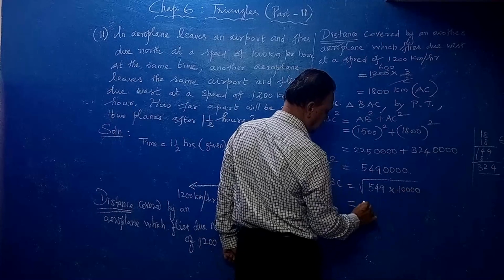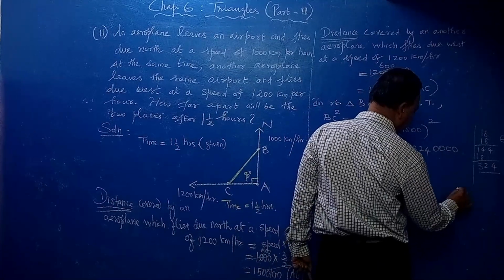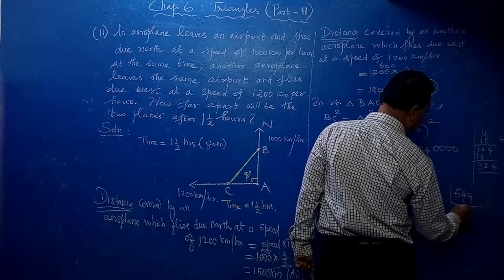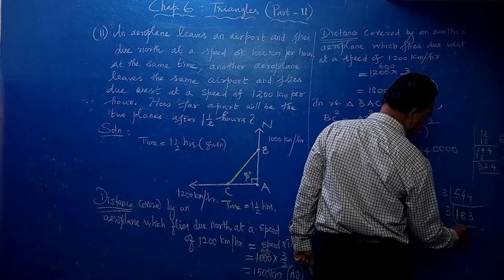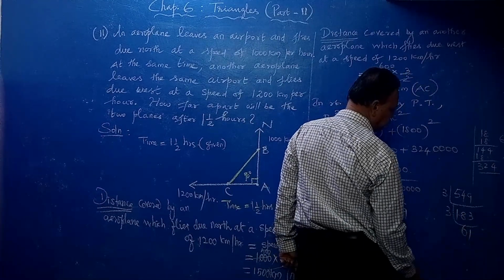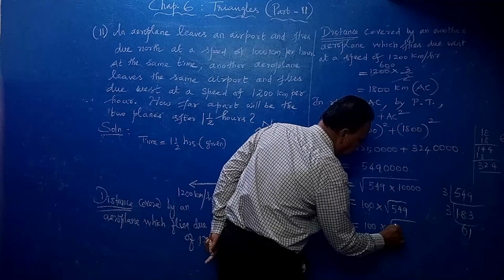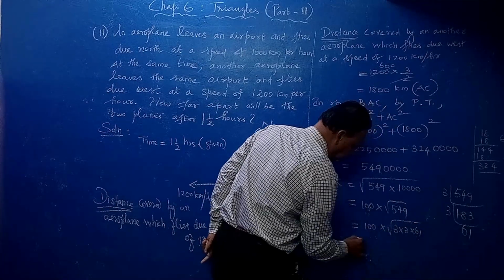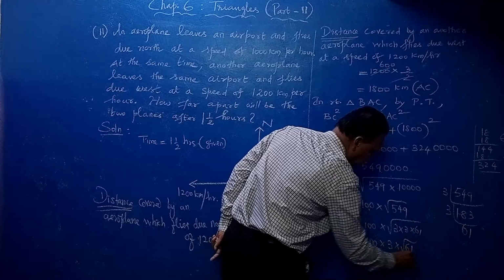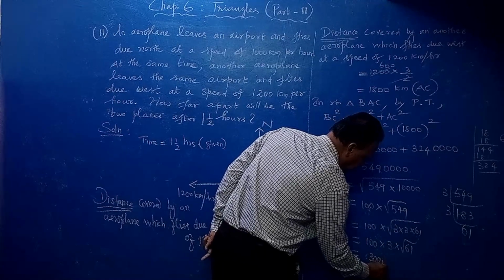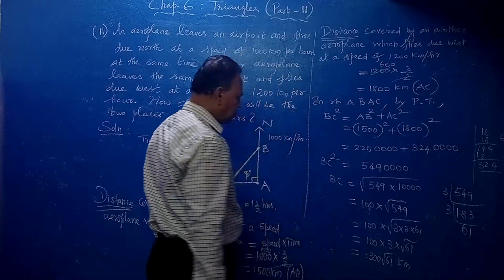Root over 10,000 is 100 into root over 549. You have to take the square root, factorize. 549 is 3 into 3 into 61. So that is 100 into 3 into 3 into 61. In the square root, for the two 3s, one 3 comes out, and root over 61. So 300 root over 61 kilometers, that is the required distance between the two aeroplanes.